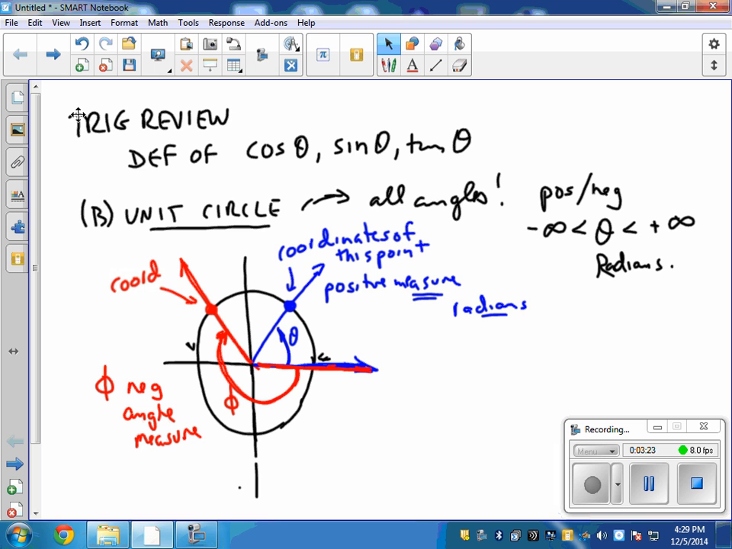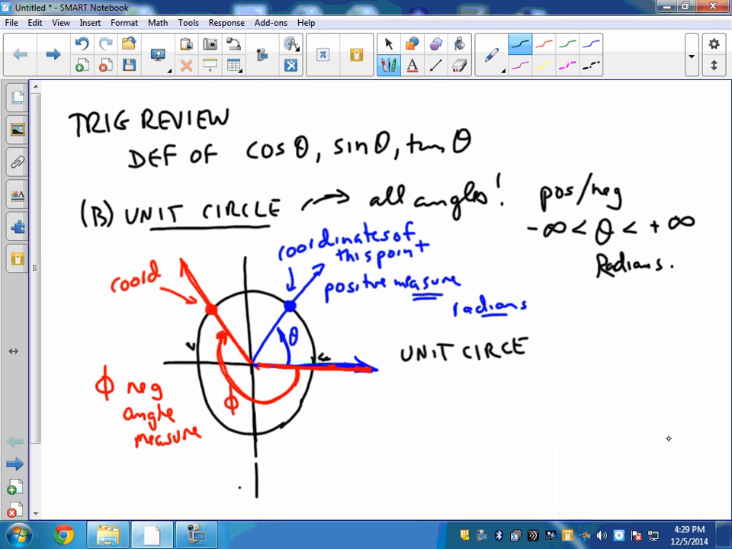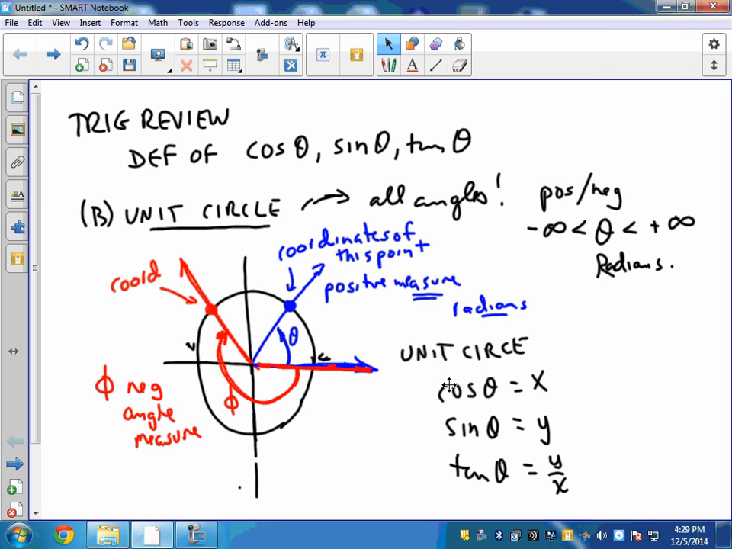Now, our definitions go this way. If we're on a unit circle, let me minimize this a little bit. There we go. The cosine of the angle will always be the x-coordinate. The sine of the angle will always be the y-coordinate. And the tangent of the angle will always be the y divided by the x-coordinate. And that doesn't matter whether the angle is positive or negative. So it all boils down to what is the ordered pair that goes with these terminal points.